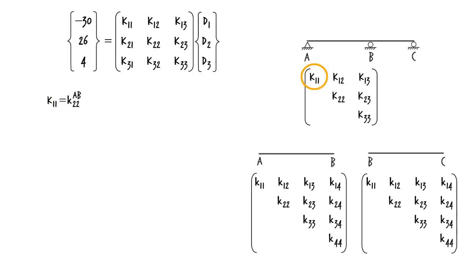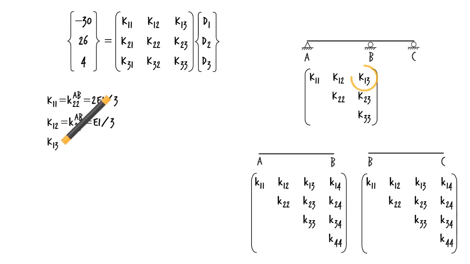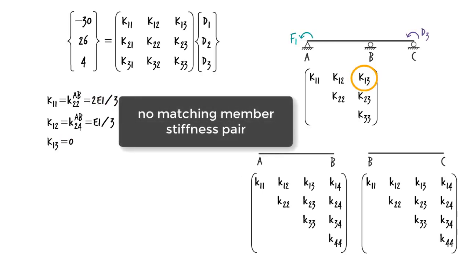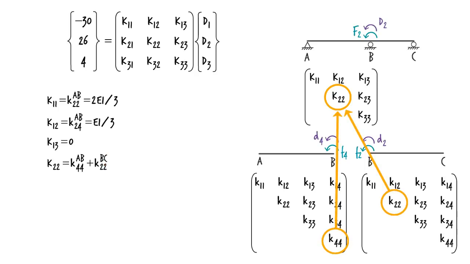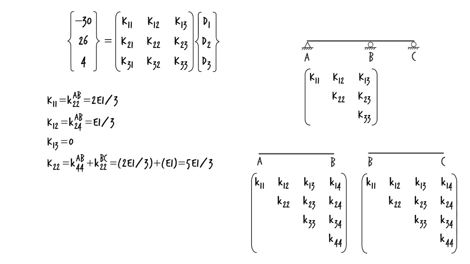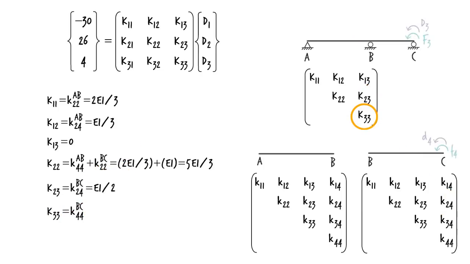K11 of the system equals K22 of member AB. Thus, it equals 2 EI over 3. K12 equals K24 of AB, or EI over 3. K13 equals 0. K22 equals K44 of AB plus K22 of BC, or 2 EI over 3 plus EI, or 5 EI over 3. K23 equals K24 of BC, or EI over 2. And K33 equals K44 of BC, or EI. Therefore, the upper part of the matrix looks like this.